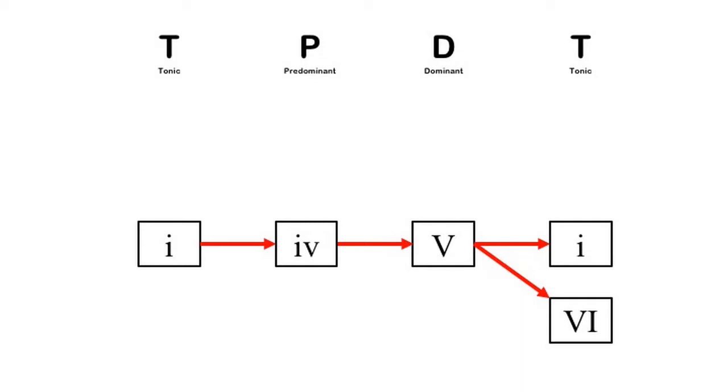The same substitutions exist in the minor mode. So for the dominant chord, I can substitute a leading tone triad. This would be the 7 chord built on the raised 7th scale degree, and that would sound like this. Tonic, subdominant, leading tone, tonic.